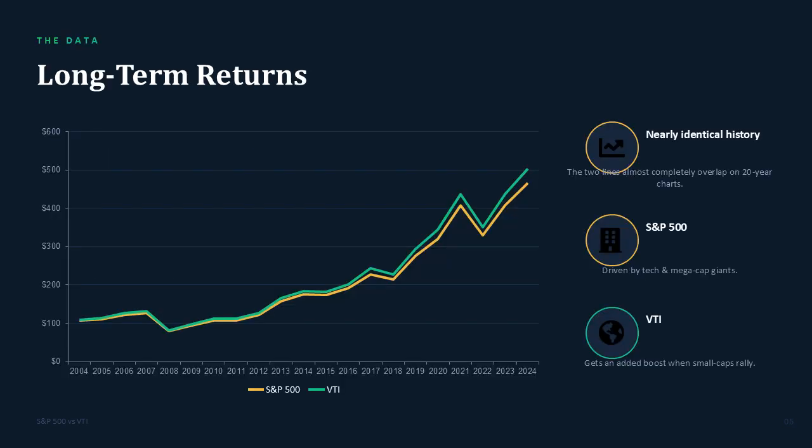How does this affect your returns? If you look at a 10-year, 20-year, or even a 50-year chart, comparing the S&P 500 to a total U.S. stock market fund, you will notice something surprising. The lines almost completely overlap. Because the largest 500 companies drive the majority of the U.S. economy, both funds perform nearly identically over the long run. In years when small-cap companies boom, VTI might slightly outperform. In years when tech giants dominate, the S&P 500 takes a tiny lead. But for long-term wealth building, the difference to your bank account is minimal.